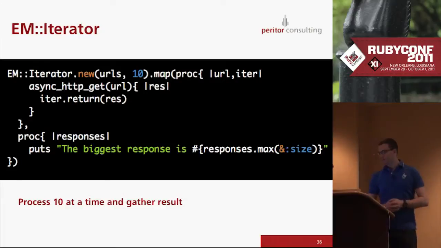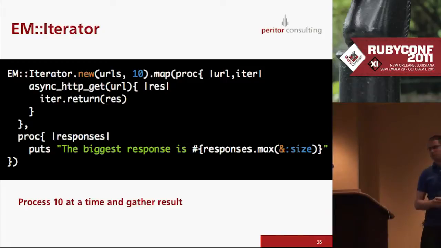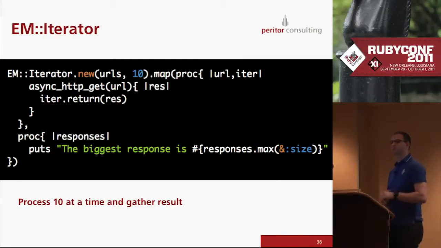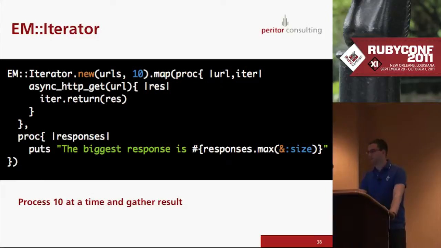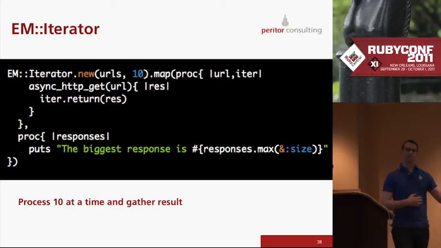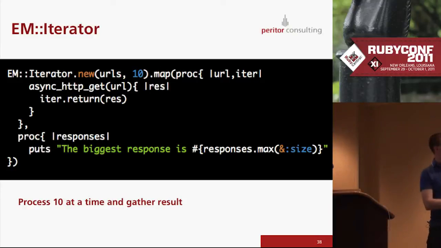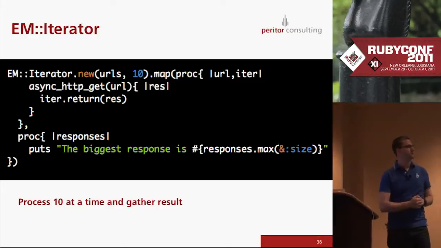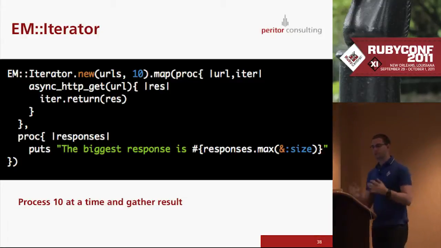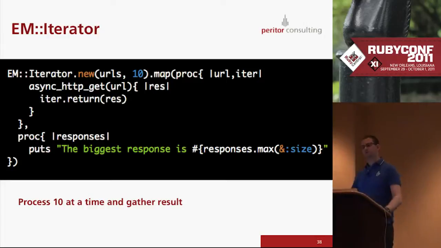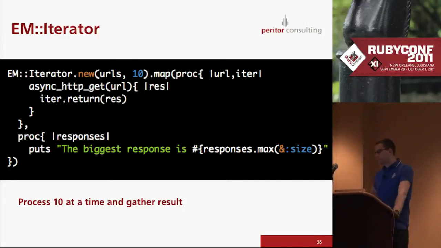So the same example with EM-Iterator looks like this. I give it the array with the URLs. I say that I want it to be processed in 10 parallel workers. And then I give it a proc that specifies what you do with the individual item in the set. In our case, we're doing the async HTTP call. The important part is that we have to manually signal EventMachine that we're done processing this part. So this is the iterator.return of the result. Because EventMachine doesn't know when we are finished, our callback has to signal that we finished processing this item. And the second proc gets all the responses once they're ready.